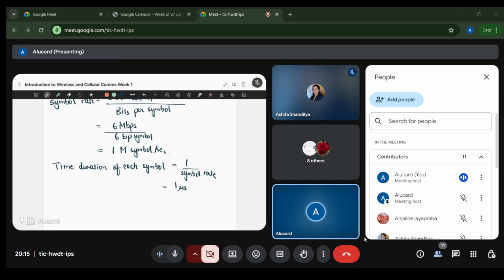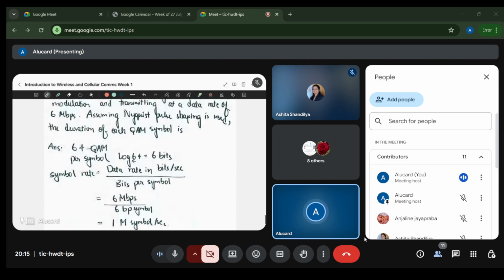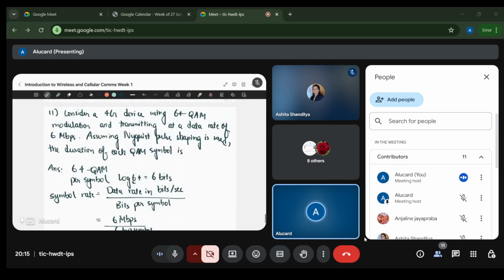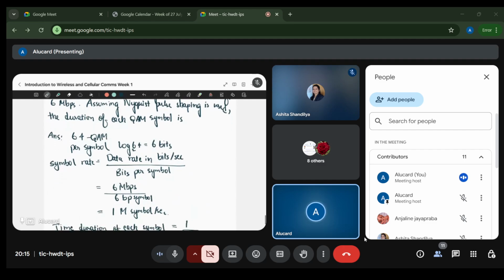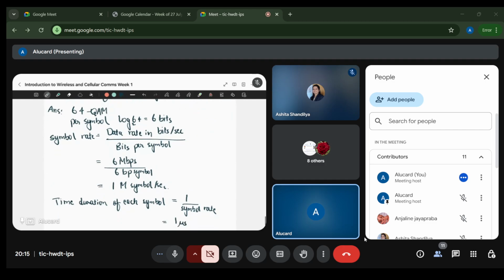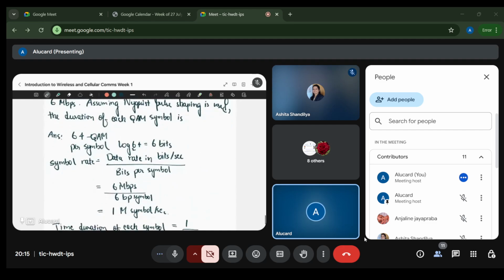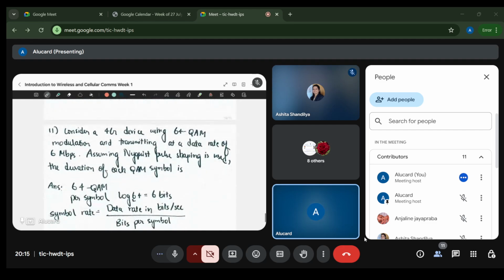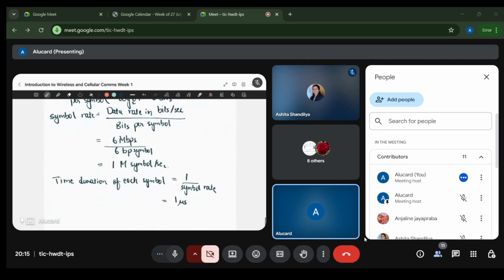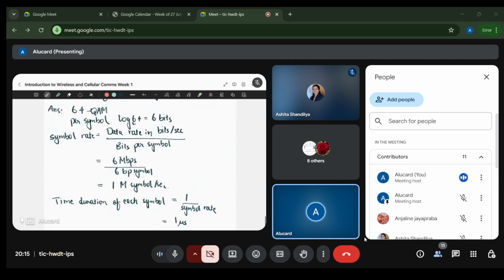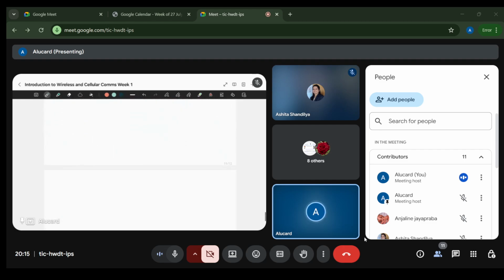Quite straightforward. But you just need to know what QAM is to find out how many bits there are per symbol. If you know that, the rest of the things you can figure out by yourself. You don't need to memorize any of these formulas, but you should know what QAM is.